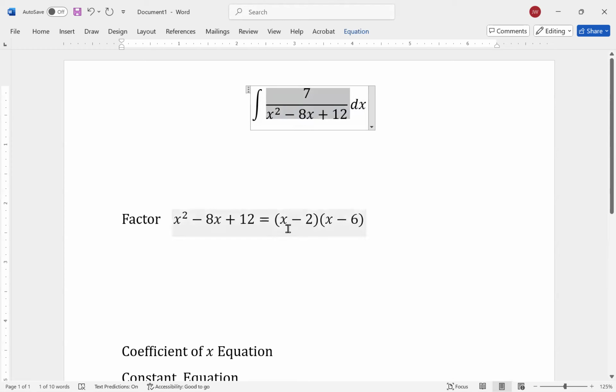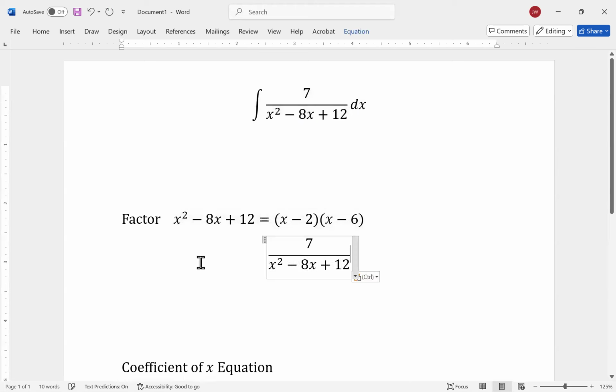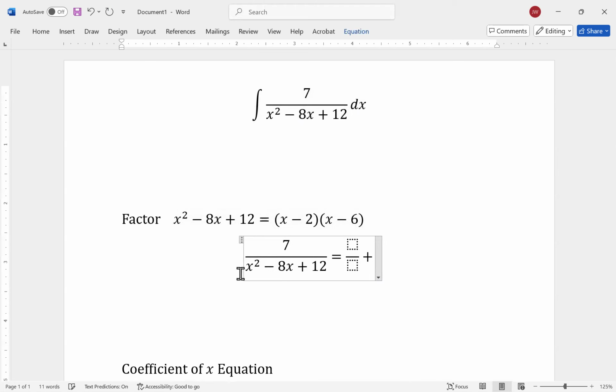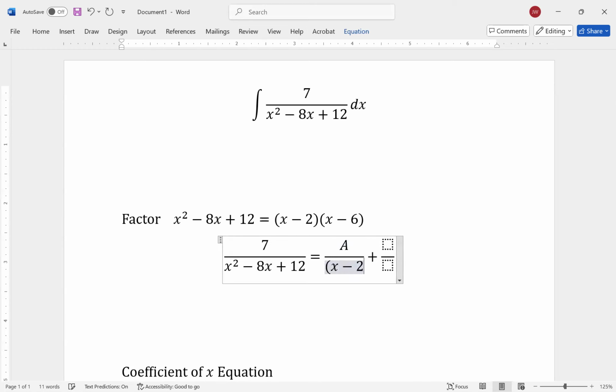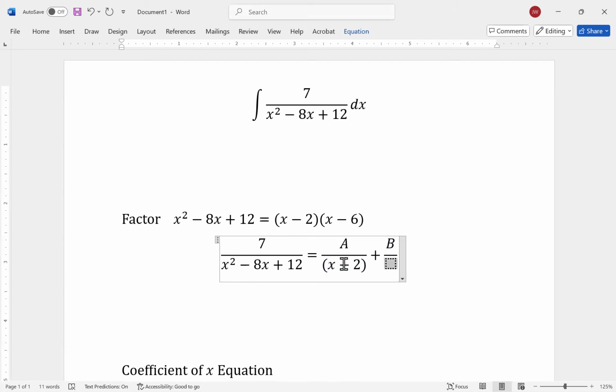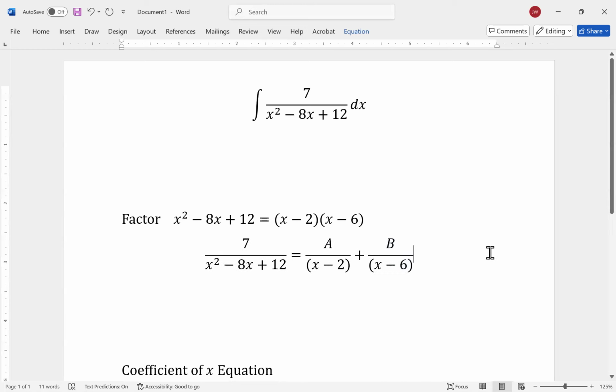They are different factors. So since they're different factors, the way I'm going to set this up is I am going to take something, I'll call it a, over x minus 2, plus another thing, called it b, over an x minus 6. And I know that is going to have to equal 7 over x squared minus 8x plus 12.